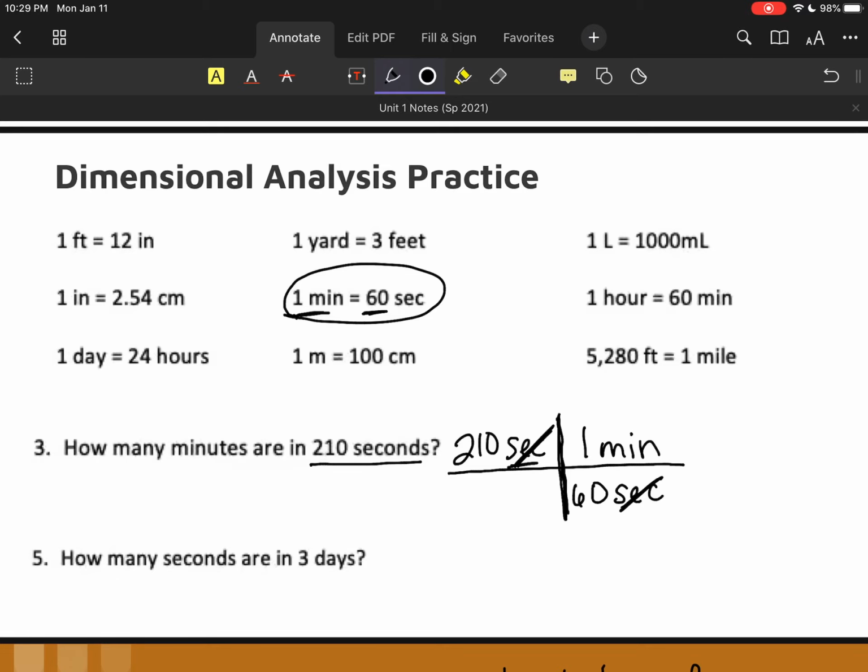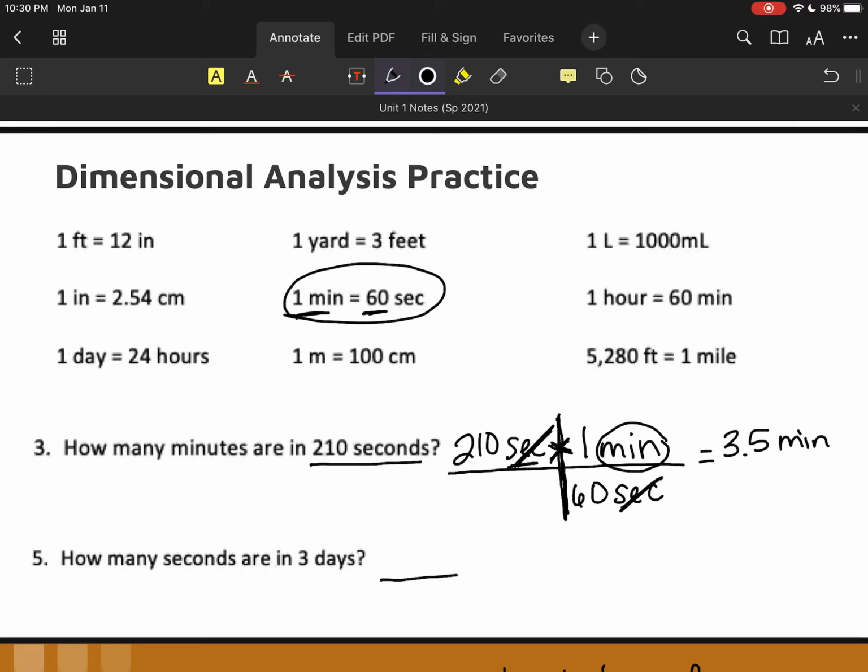Okay, so my seconds are going to cancel. So in my calculator, I'm going to type in 210 times 1. Remember I said that line takes the place of the x for the times. And then underneath, it's just like dividing. Anytime you have something underneath the line, you're dividing. So I'm doing 210 times 1 divided by 60. And you get 3.5. Remember, my units that I have left are minutes. Okay, so I've just converted seconds to minutes.